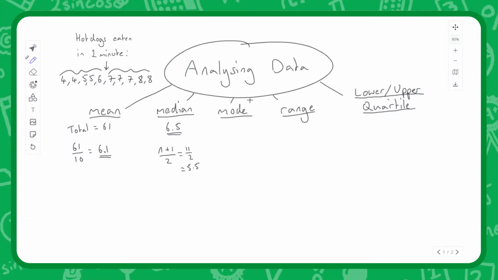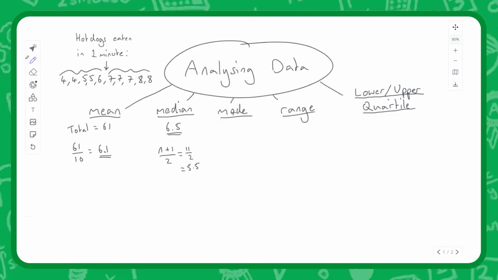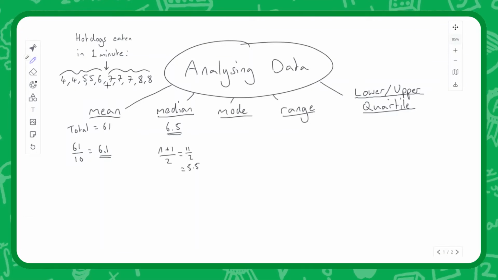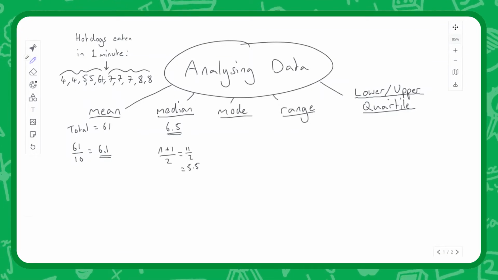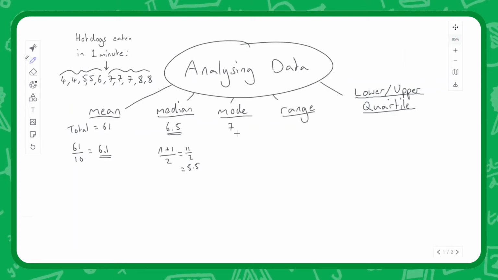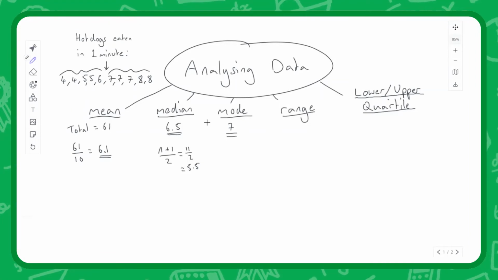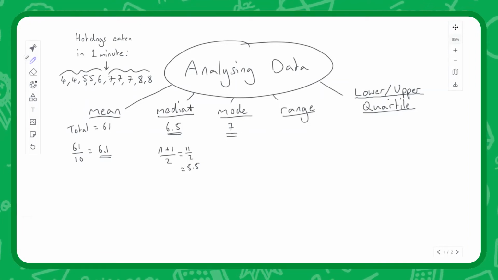Let's look at the mode next. So the mode kind of rhymes with most, right? It's the most occurring number. Well, if we look at our data, we've got 3 7s, right? We haven't got any more of any other number. And so our most occurring number is going to be 7. So there are 3 main ways of calculating the average, right? We've got mean, median, and mode.